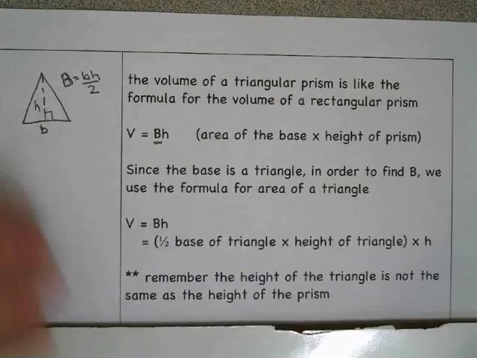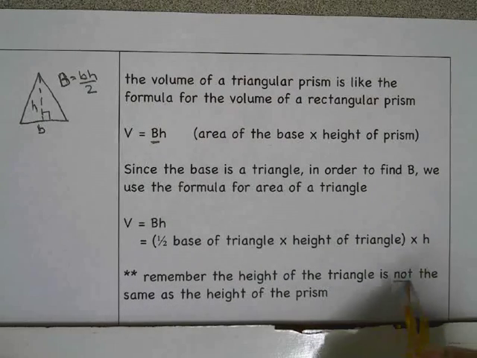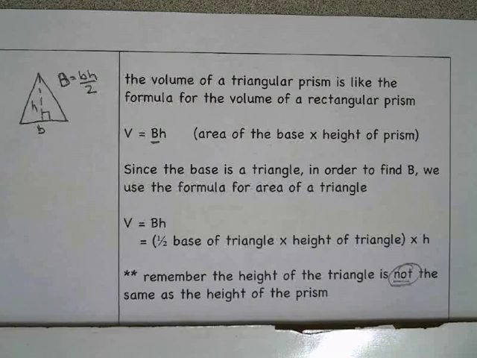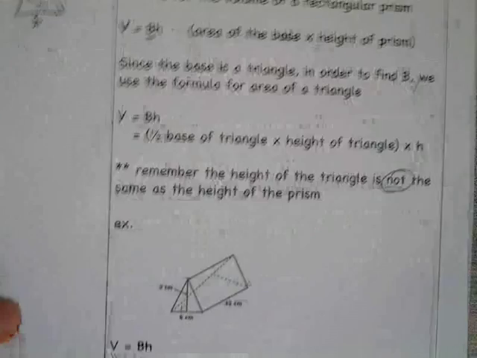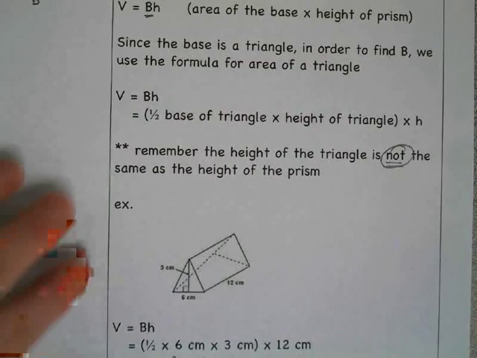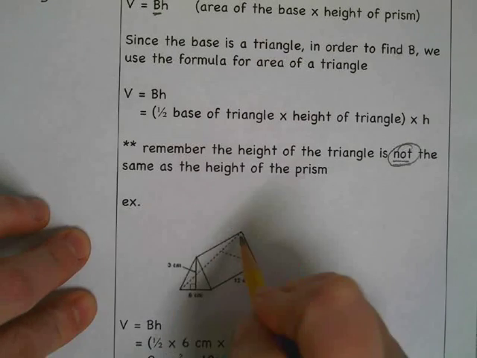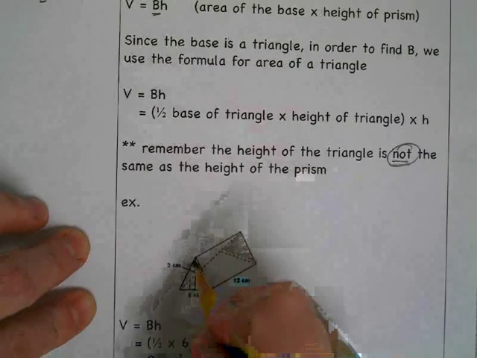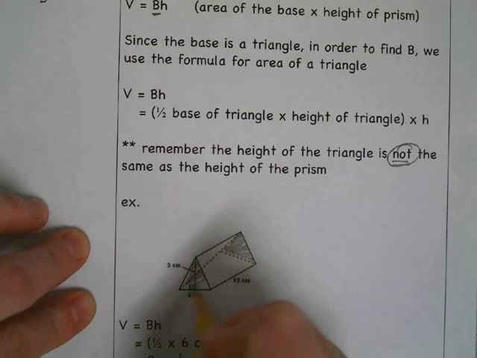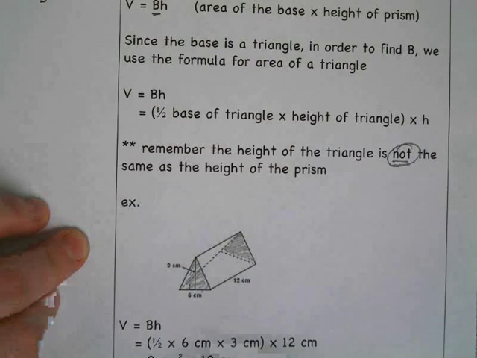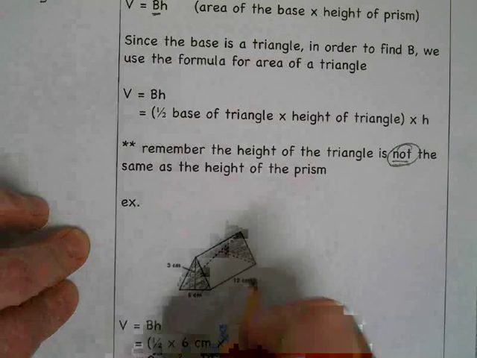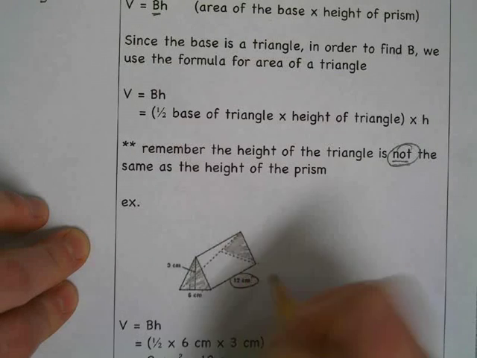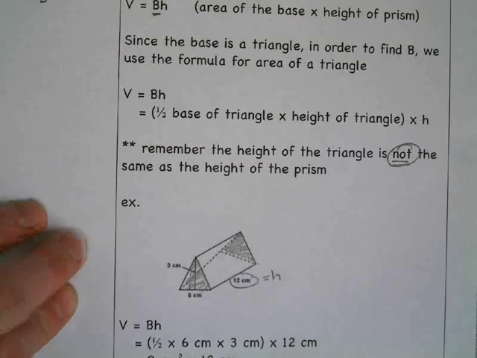We need to remember that the height of the triangle is not the same as the height of the prism. So if I have my prism right here, the triangles are the bases, and I always like to shade my bases. And if you get into that habit, this whole thing becomes a lot easier. So I shade my bases. They have triangular bases, so it's a triangular prism. The distance between the bases is the height, so my height is 12 centimeters.